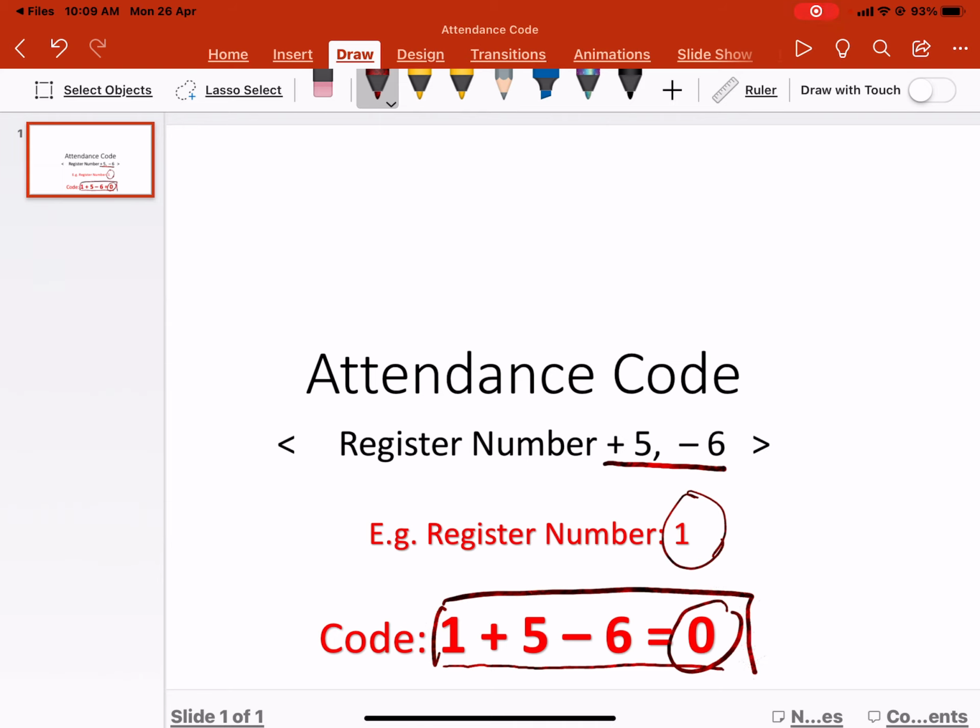Okay, if your register number is 2, it will be 2 plus 5 minus 6 equals to 1. Alright, so that is your entire attendance code for register number 2, and so on.